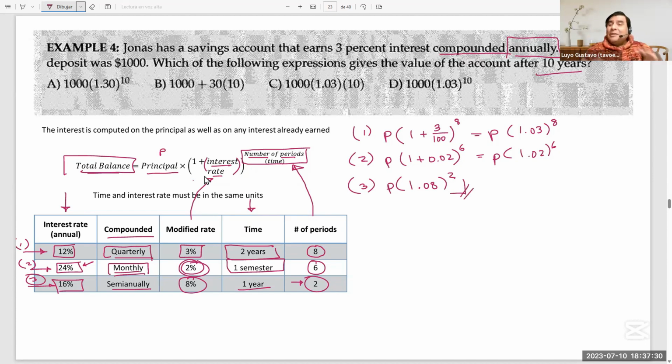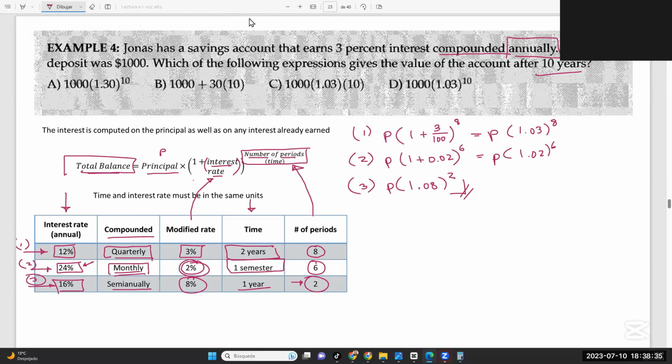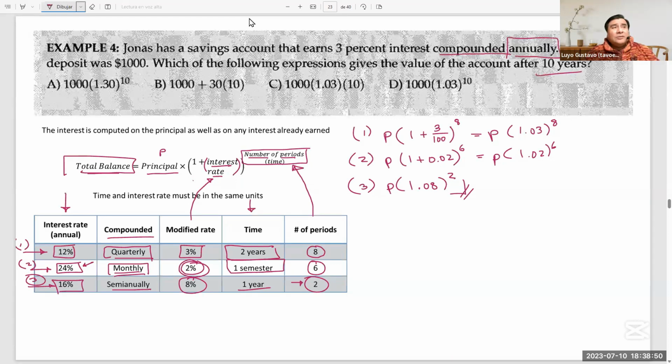So considering these 3 examples, what would be the correct answer to this question? Okay, I'll leave you 1 minute. Okay, so what's the answer here? Notice if we identify the terms in the question following the examples in the table, what is our principal? It says the initial deposit was 1,000, right? So the value of P is 1,000.